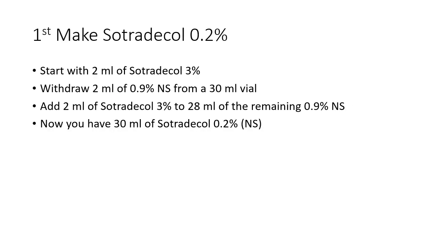First, we're going to make Sotradecol 0.2%. We start with 2 milliliters of Sotradecol 3%. We withdraw 2 milliliters of 0.9% normal saline from a 30 milliliter vial. You add back in 2 milliliters of the 3% to the 28 milliliters of the 0.9% normal saline, and now you have 30 milliliters of Sotradecol 0.2%. Now we mark this as normal saline since this is completely normal saline, and as we add our water, this decreases the concentration of normal saline as well as Sotradecol.